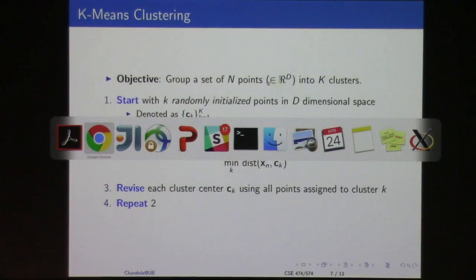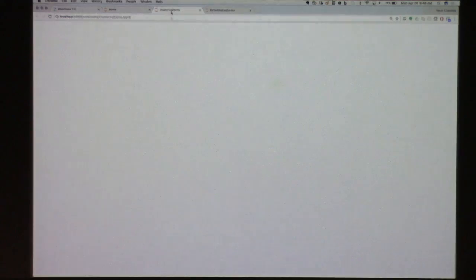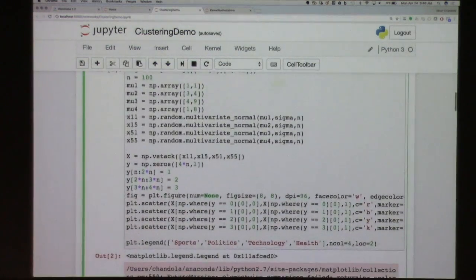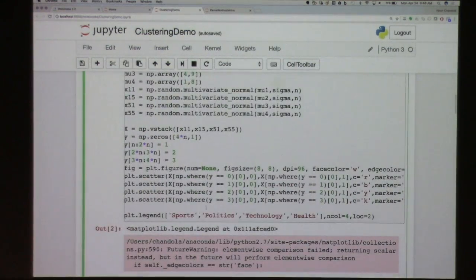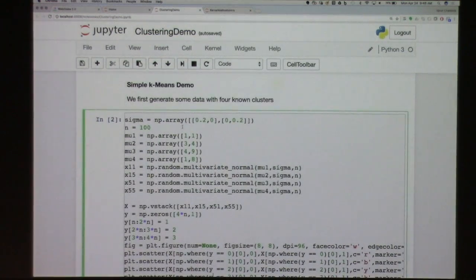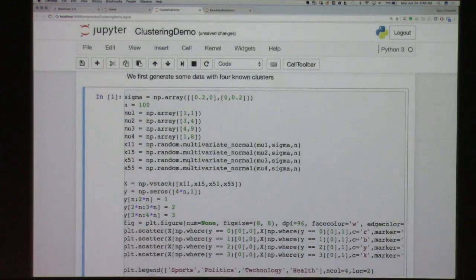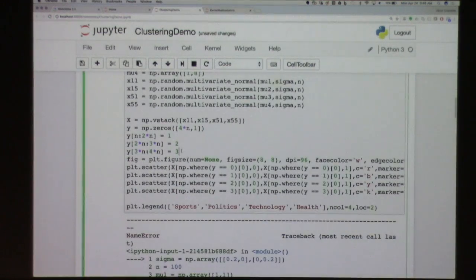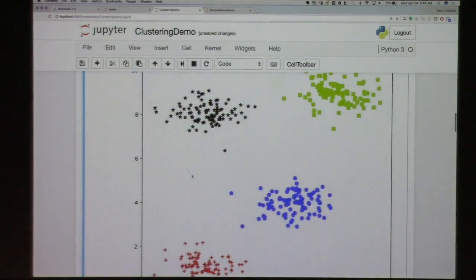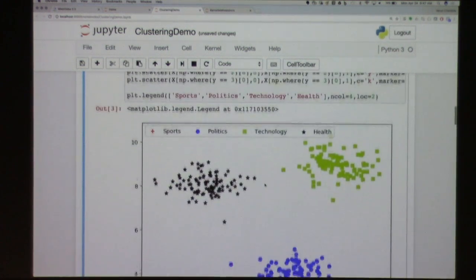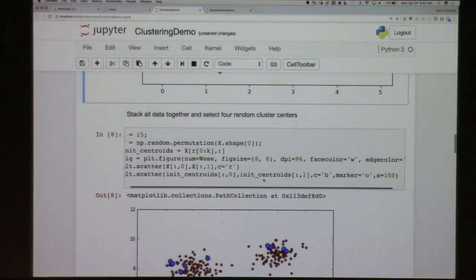Okay, so let's quickly look at an example. This is a very simple k-means demo, a clustering demo notebook. Here I create 4 clusters of data points using my favorite strategy, which is to generate 4 Gaussian samples. So this is how the data looks, right? I just took 4 means and then sampled points around them, and I randomly gave them some labels, sports, politics, that doesn't matter.